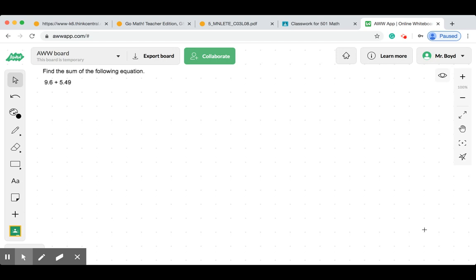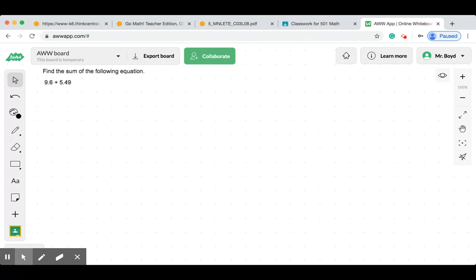Now, some of the problems you're going to see later today will say find the sum of the following equation. And then the equation will be listed below. Our equation for now is 9.6 and 5.49, or how we like to read it, 9 and 6/10 plus 5 and 49 hundredths.